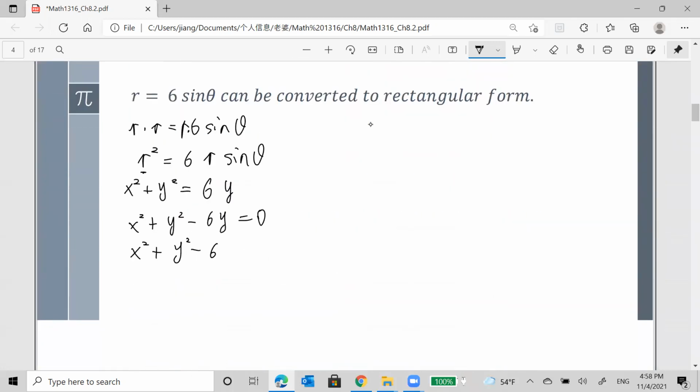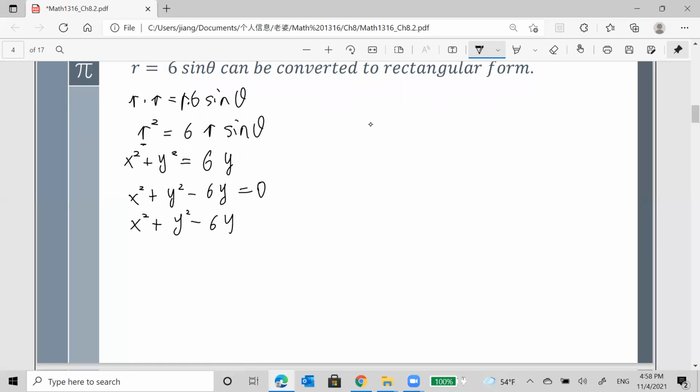Add a number that is 6 divided by 2, that's 3, squared. Since on this side I add a 3 squared, on the other side I also need to add a 3 squared. So x squared plus (y minus 3) squared equals 3 squared.